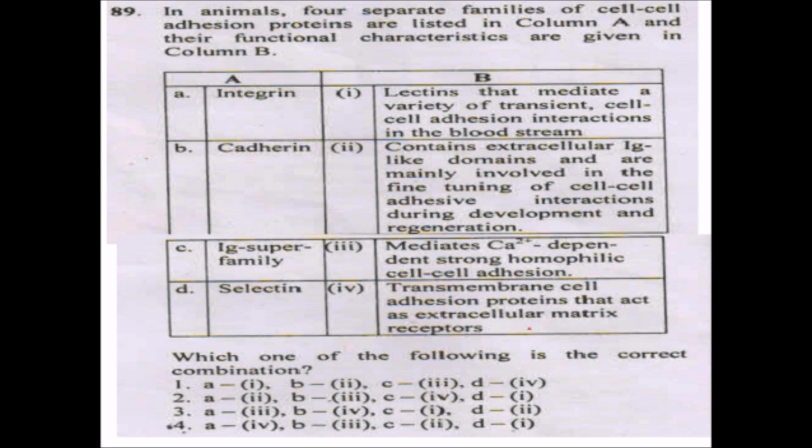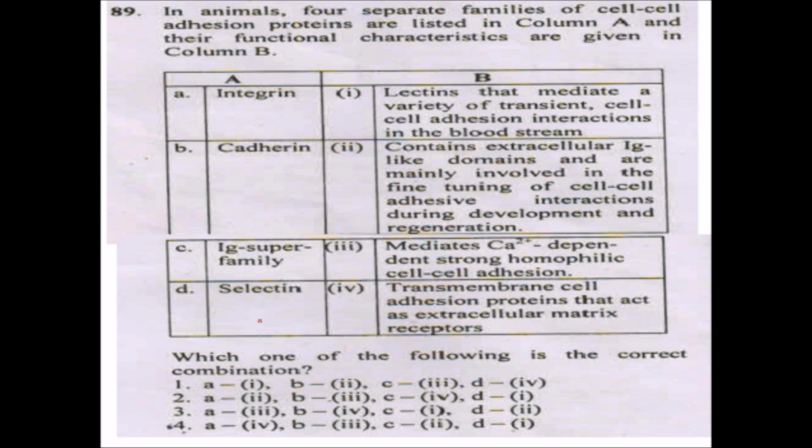Now in this question, without any explanation, we have to match the function of column A with column B. Integrin, we know, is a transmembrane protein, or an extracellular matrix receptor. Cadherin is number C, which mediates calcium-dependent strong homophilic cell to cell adhesion. It helps in the adhesion with nearby molecules. And the immunoglobulin Ig superfamily is named because it contains extracellular immunoglobulin-like domains.